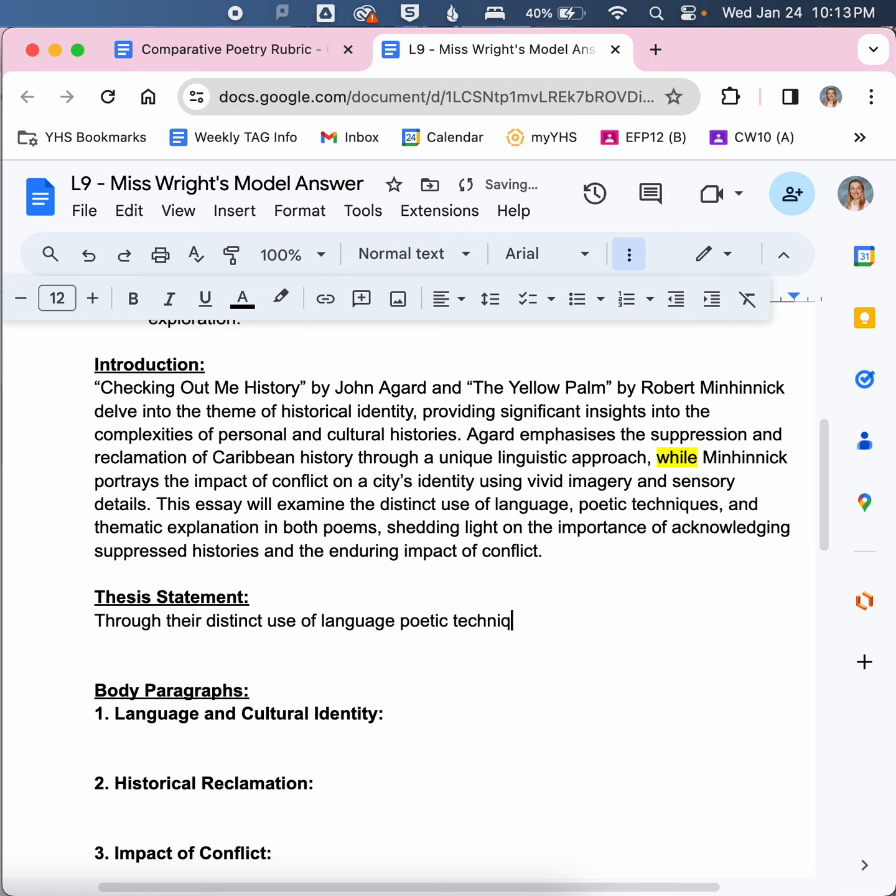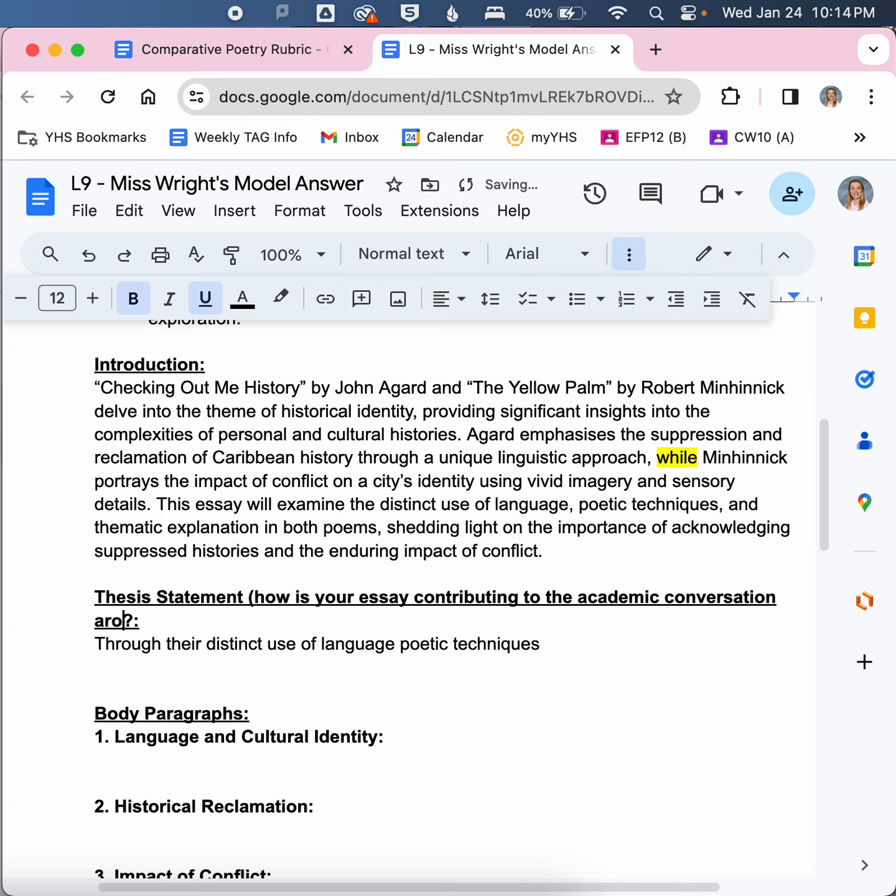With your thesis statement, you want to be thinking about how is your essay contributing to the conversation? So the kind of academic conversation around this subject. That's how I always think of it anyway. How are you adding value? Okay.